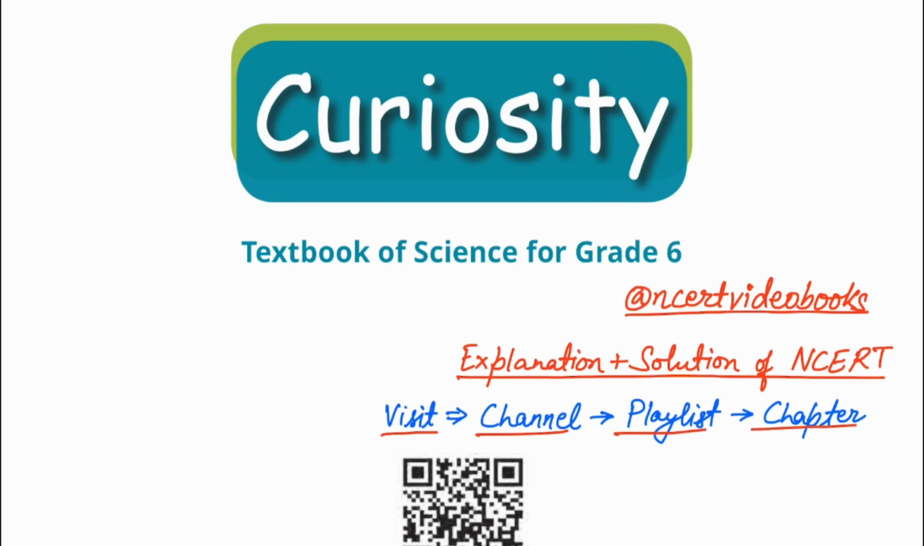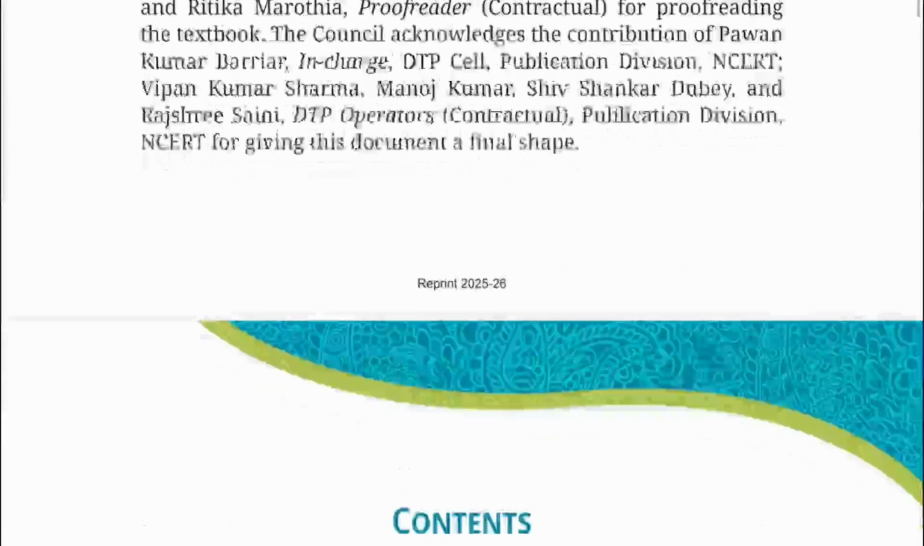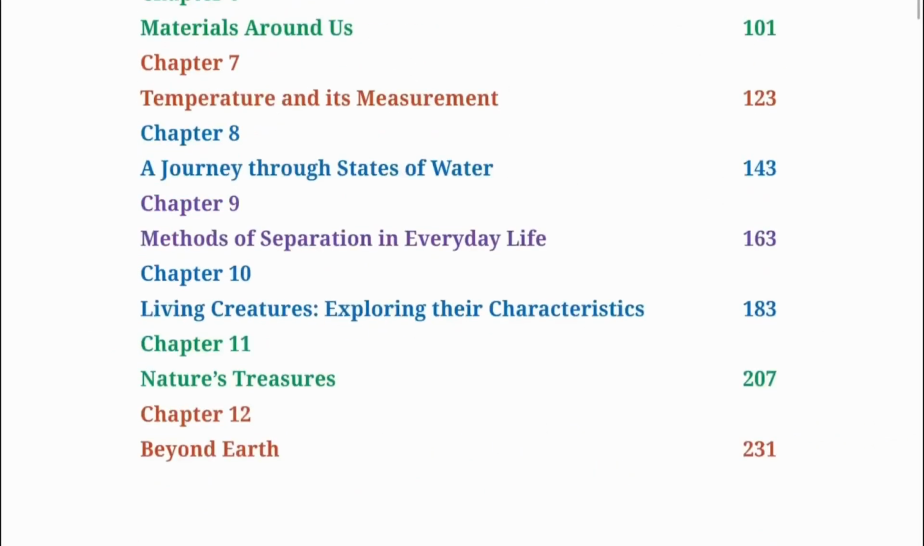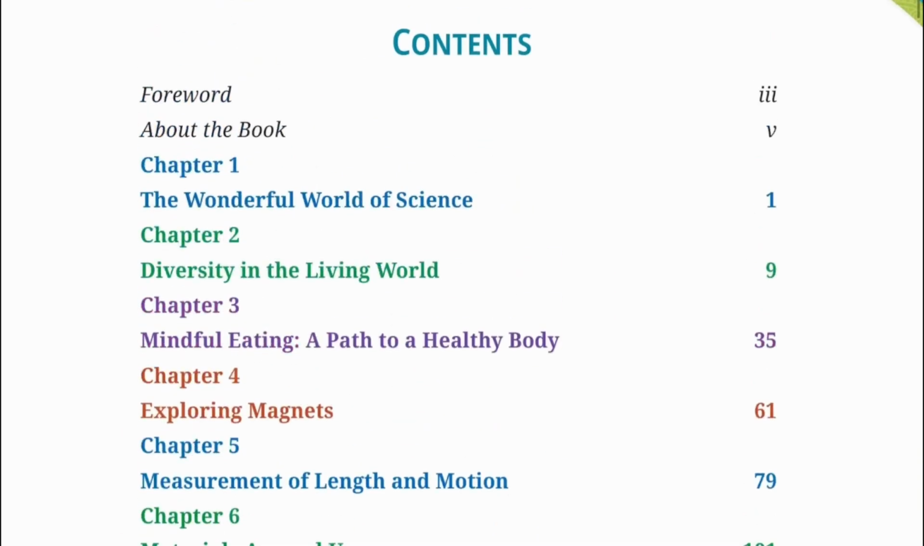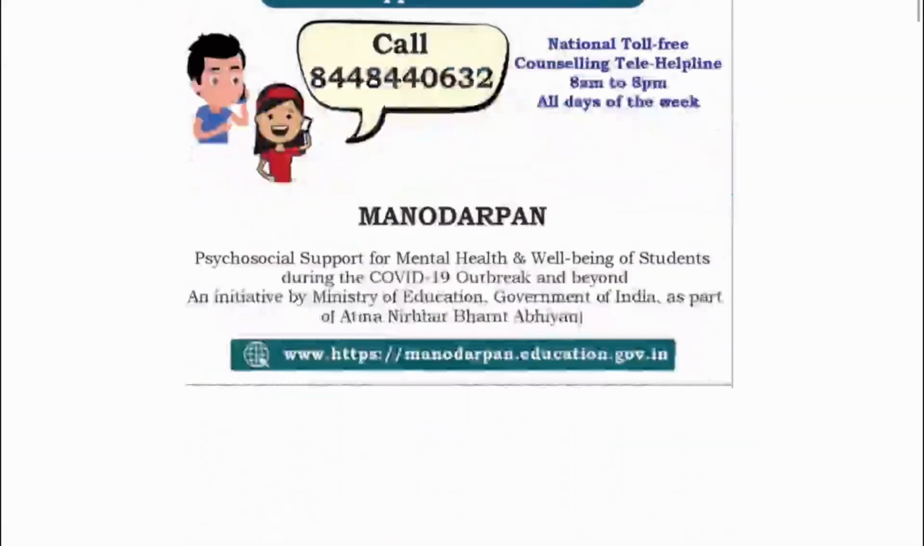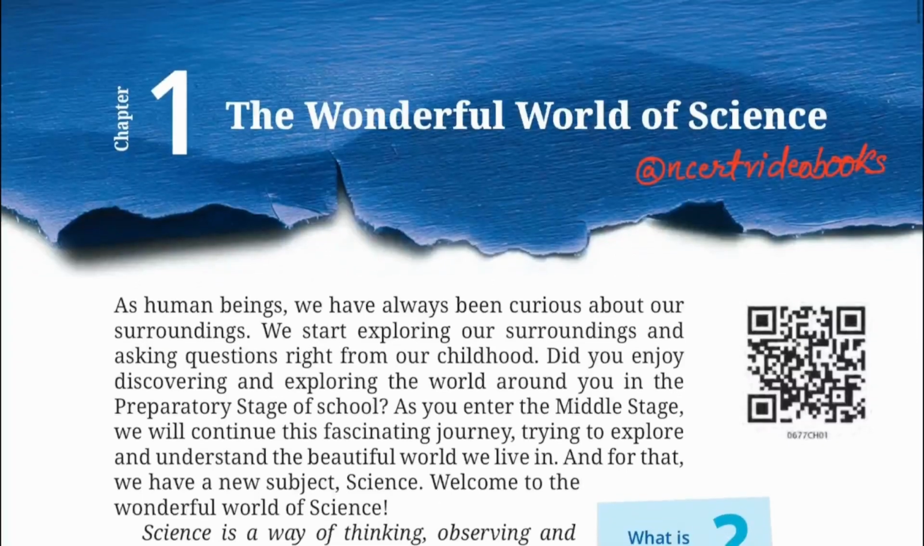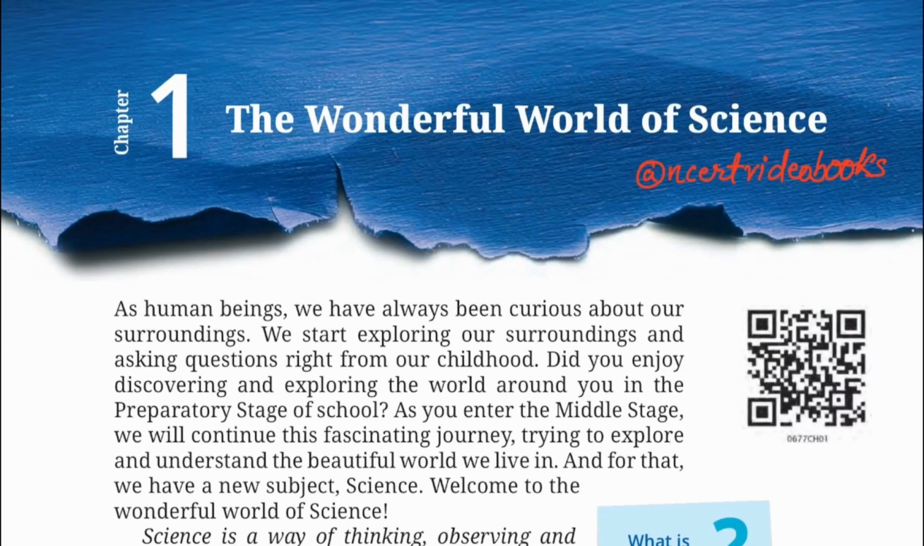Today, we are going to start Textbook of Science for Grade 6, Curiosity. This book has 12 chapters. Today, we are going to start Chapter 1, The Wonderful World of Science. Let's start Chapter 1, The Wonderful World of Science.